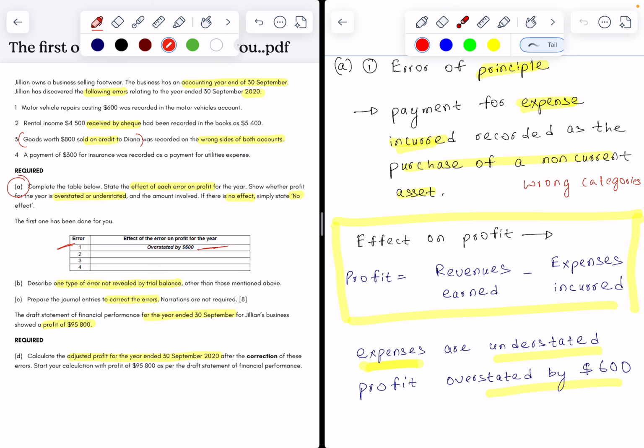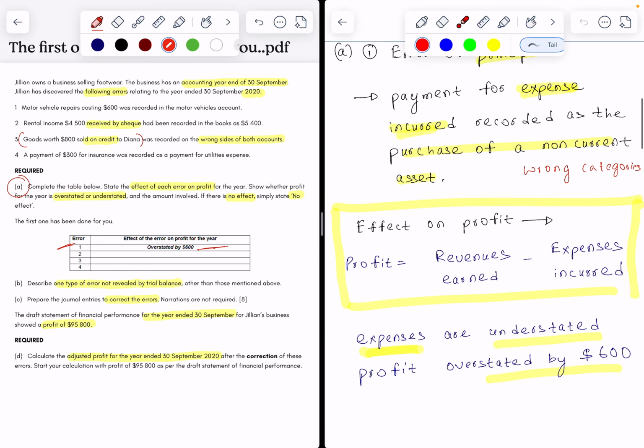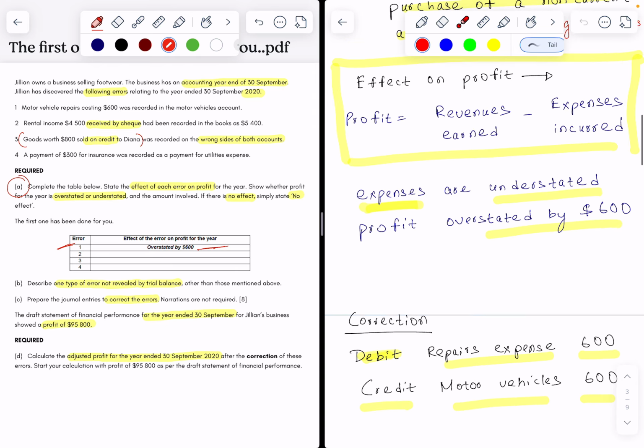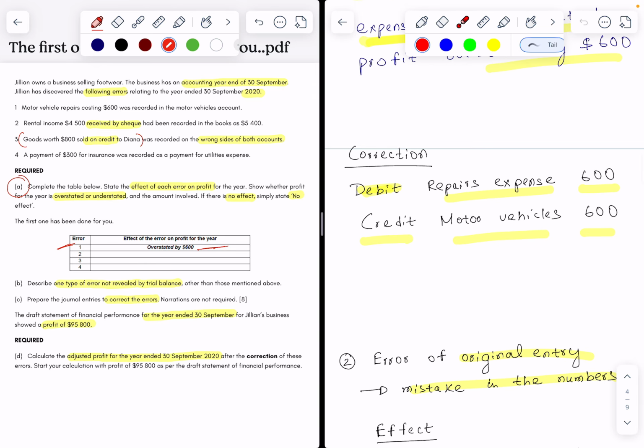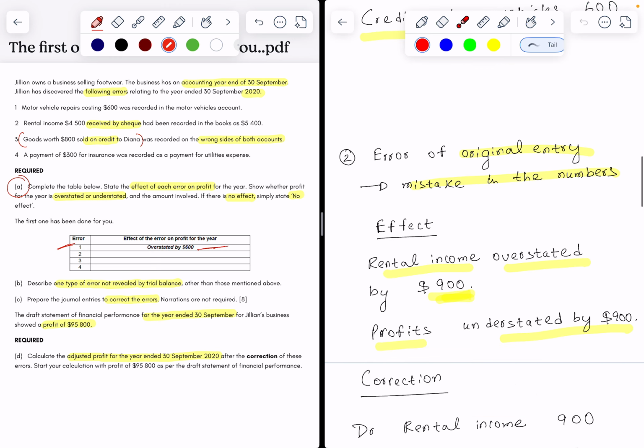So how do we correct this? Obviously, we increase our expenses and we decrease our non-current asset account. So we just simply debit the repairs expense account by $600 to increase our expenses, okay? And we credit the motor vehicle account by $600, which is basically saying that our assets are going down by $600. All right, so let's look into the second error.